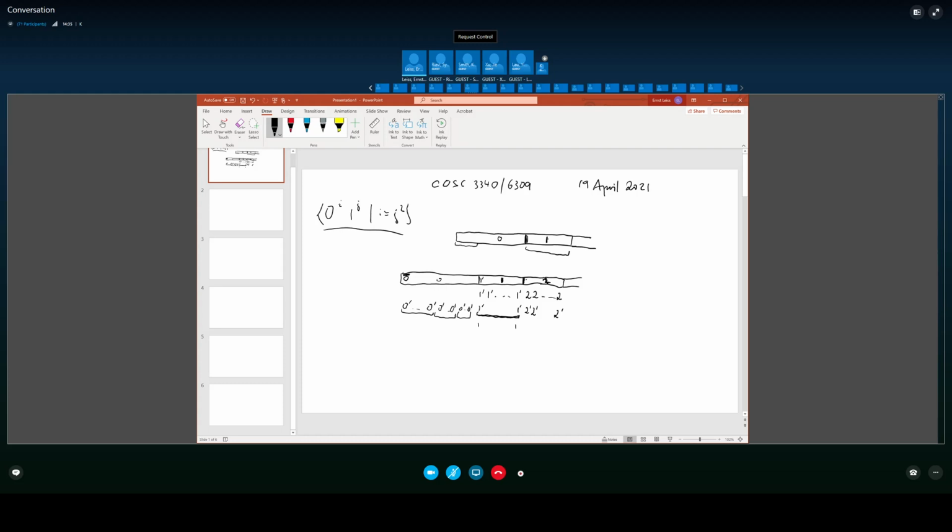If something goes wrong in that marking off process, if we don't have enough zeros, then obviously this fails. And if we don't have any 1s left, but we still have zeros left, then that fails. But if in the end we have only 0 primes and only 1 primes and 2 primes, and then there's the blank, then we have verified that this word is in this language.